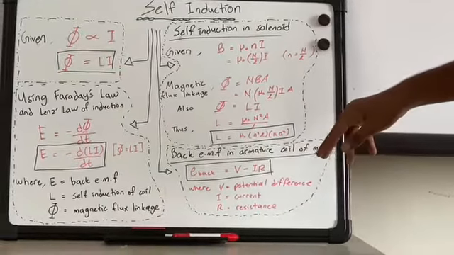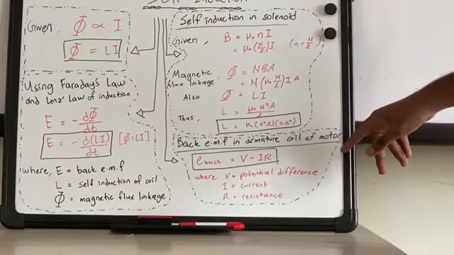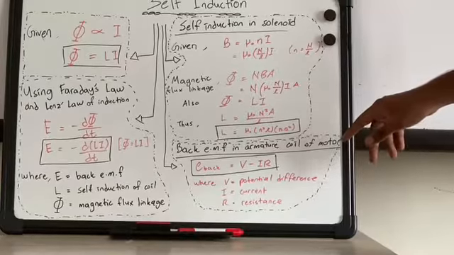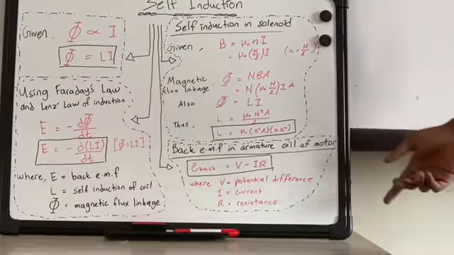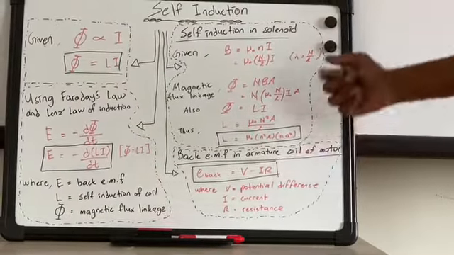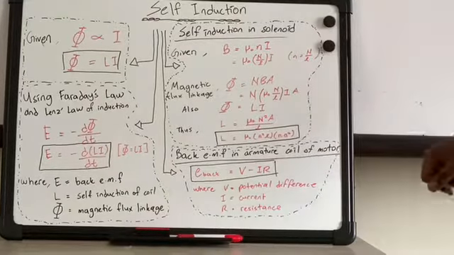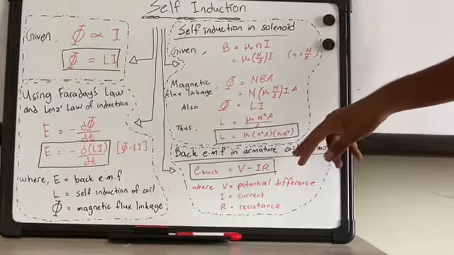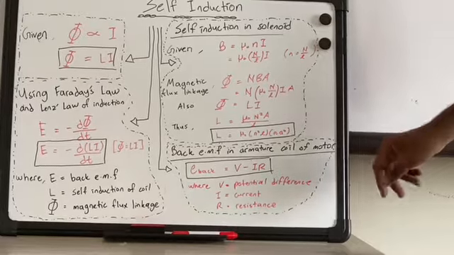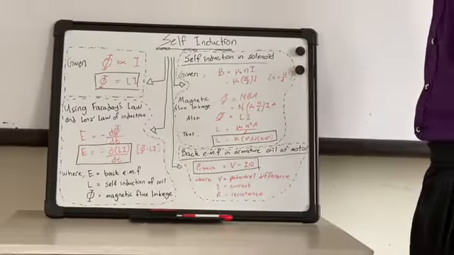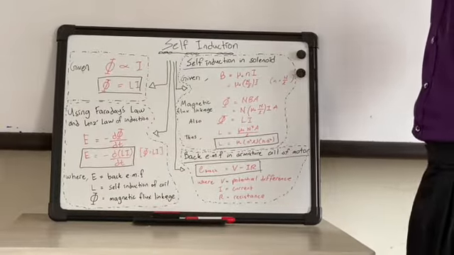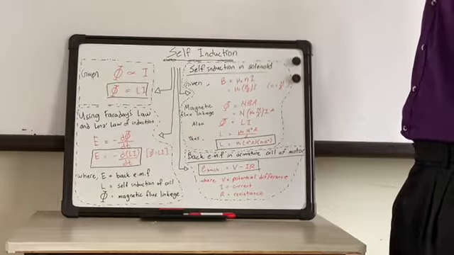At last, the back EMF in the armature coil of a motor. The back EMF is equal to V minus IR, where V is the potential difference in the motor, I is the current, and R is the resistance.